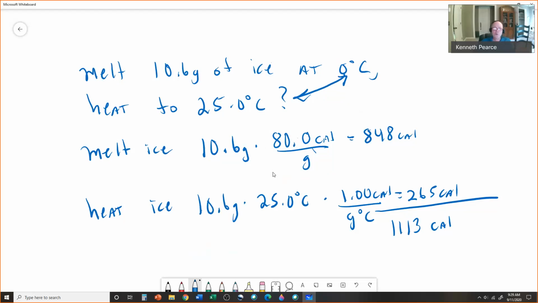So if you have more than one thing that's happening, you have to look at it and ask yourself what's going on. So I have to melt it and warm it. And we could even melt ice, warm the water, and then vaporize it completely. And that would be three things that we have to calculate. And then we would just add it up at the end.